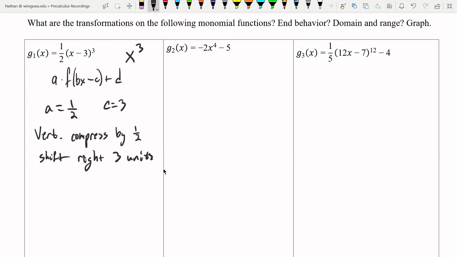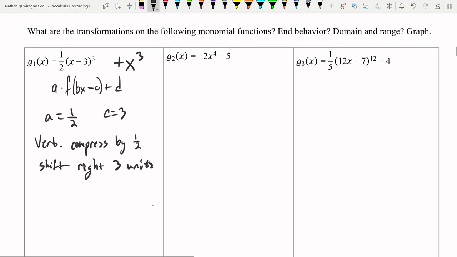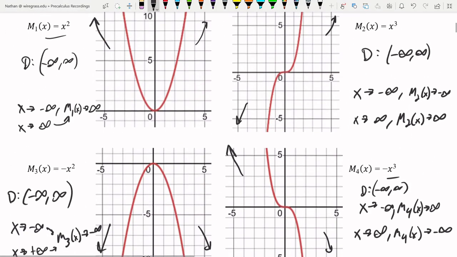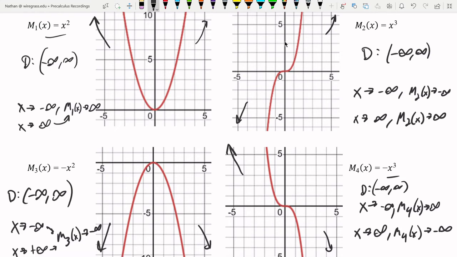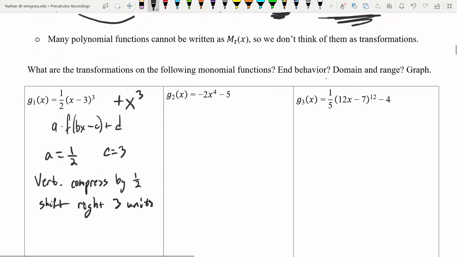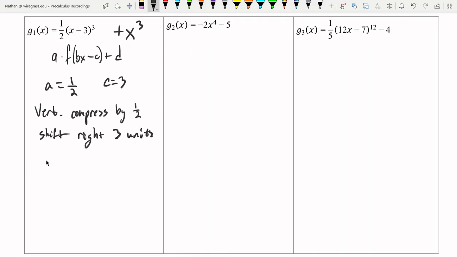Now the end behavior, that purely depends upon the power. So in this case, n is 3. A is still positive, so we know this is going to follow the positive x cubed end behavior. So positive x cubed, you just go back up to the thing. You can graph it, of course, or you can just look at this table here. This is positive x cubed. It goes down to the left, up to the right. It's going to have the same behavior as that. So down to the left, up to the right.